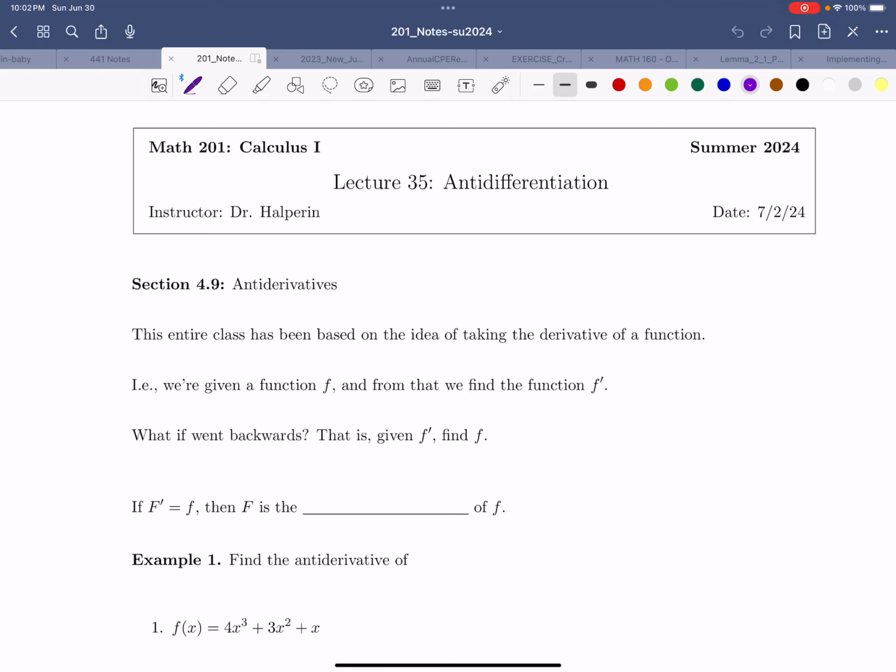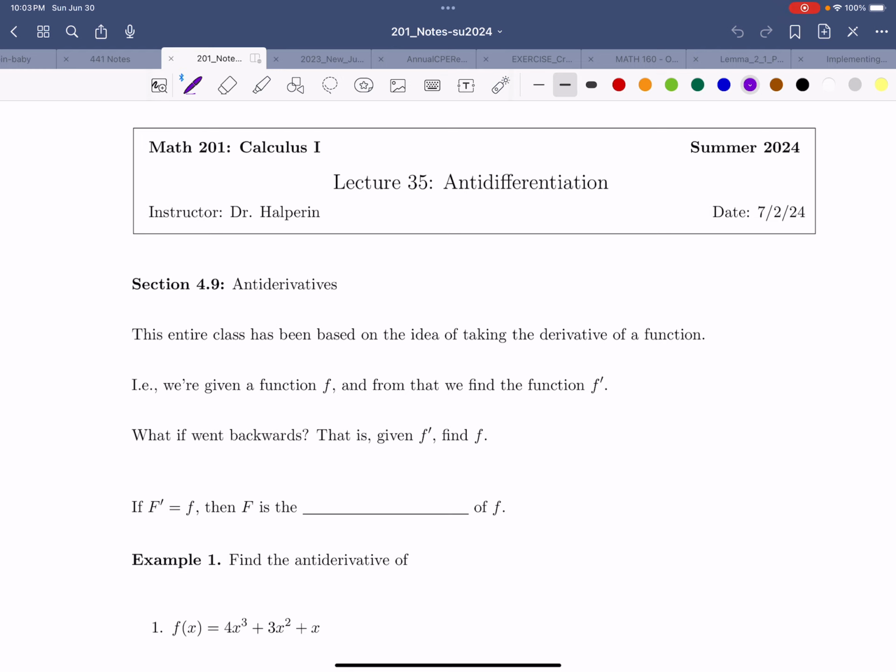Let's take a look at our final topic in Calculus 1, Section 4.9, Antiderivatives. Now, we're just going to touch on antidifferentiation in this course, but in Calculus 2, Math 202, that's what you spend almost the whole time doing, is antidifferentiation. So we're going to look at the very basics of this.